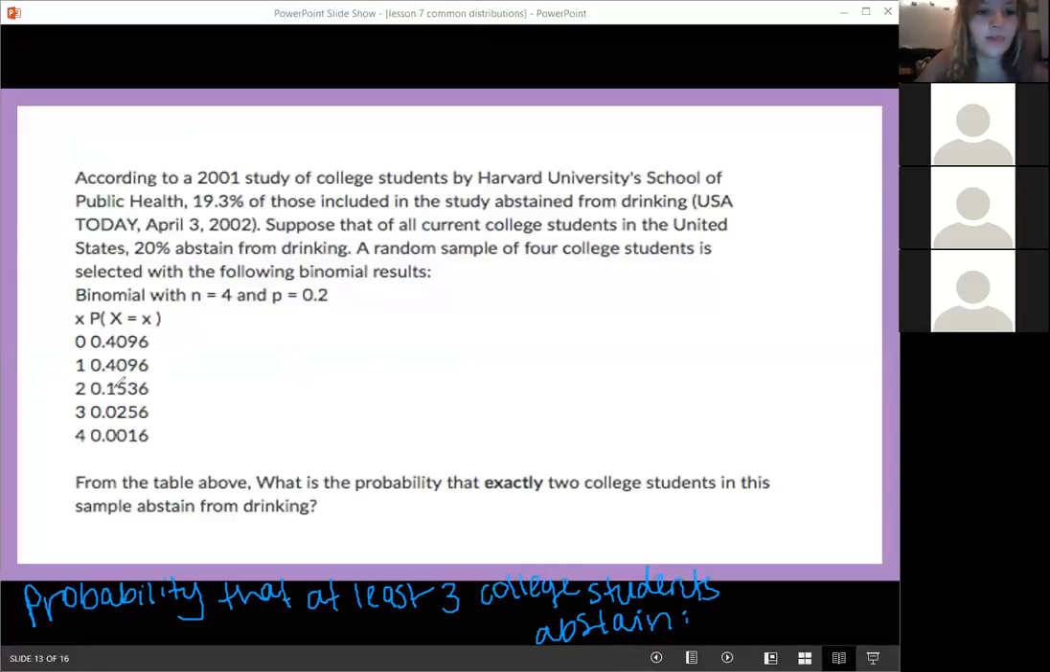We miss you. But yeah, the answer here is just going to be whatever this value is. It shows you that it's split up into 2 columns here. Our X, remember, is our number of successes.